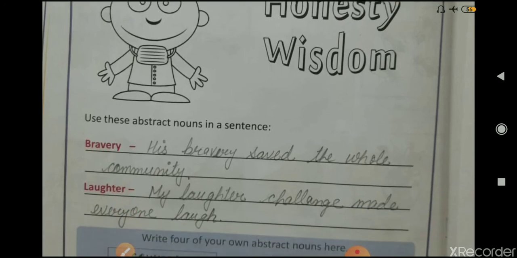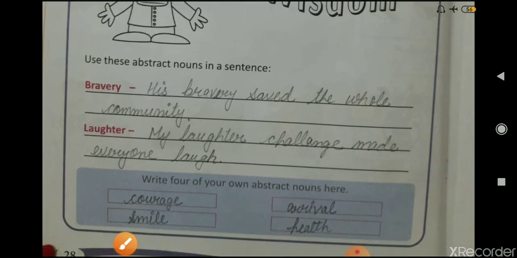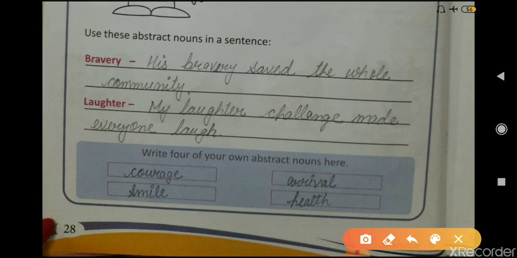Now, use these abstract nouns in a sentence. Okay, here two abstract nouns are given to you, bravery and laughter. You have to use these abstract nouns in a sentence. So, first sentence for this word bravery is, his bravery saved the whole community. Okay, so you can write this sentence, and also you can write one of your own. You can write any other sentence of your own, or you can write this one.